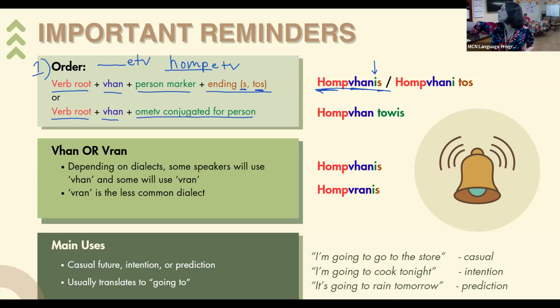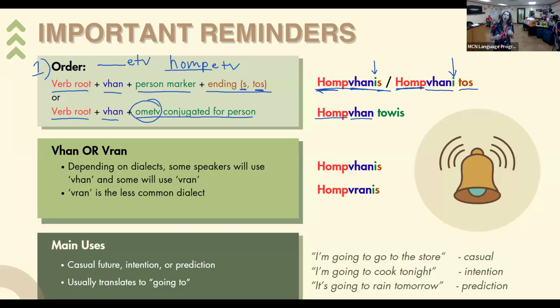Then we have the homb again, our verb root. We have ahan for our future one. Our person marker is still the I, because that's how we do it for I, and then dos: hombahane dos. So hombahanes and hombahane dos. Versus style 3, which is our verb root, our ahan, and then the conjugated form of omida. Once again, omida can be found in round 1 or part 1 of these. I believe it's around lesson maybe 3 or 4 that we talk about omida.